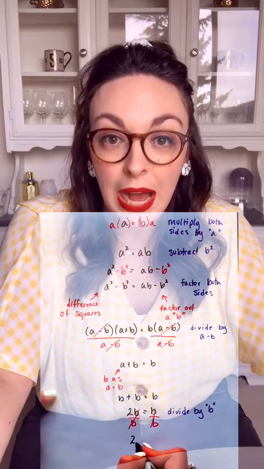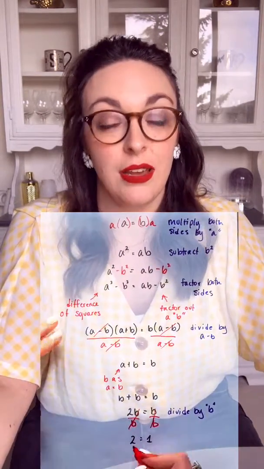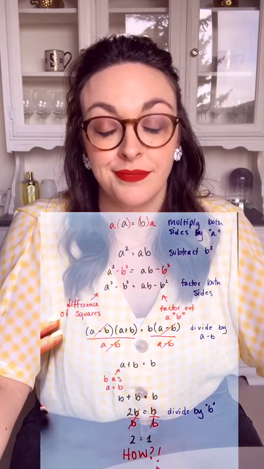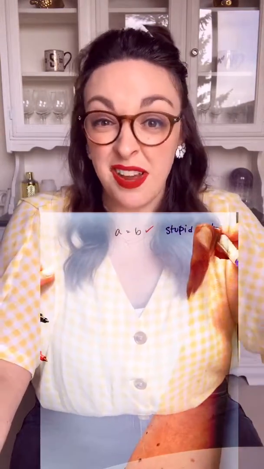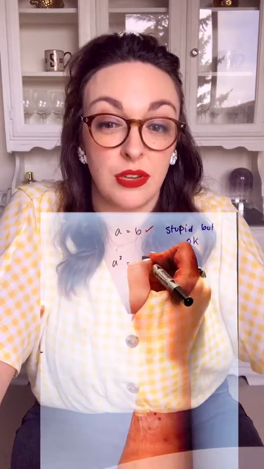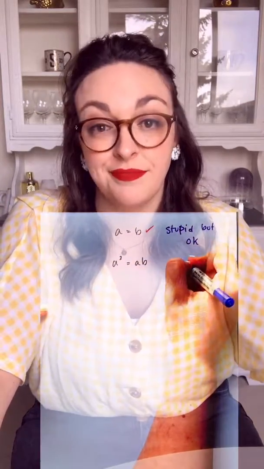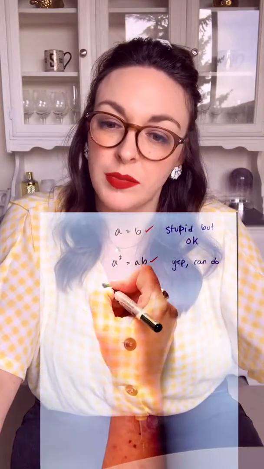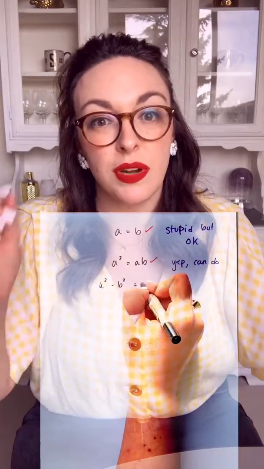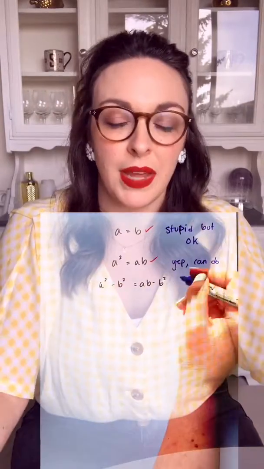What, how, where, why, what is going on? So let's go through this step by step. A equals B is kind of a stupid premise to start on, but it's not wrong. You're just saying, okay, A is a number, B is a number, they're equal to each other. So for example, they could both be 2, okay? Multiplying both sides by A, there's no problem there. Subtracting B squared from both sides, there's no problem there.